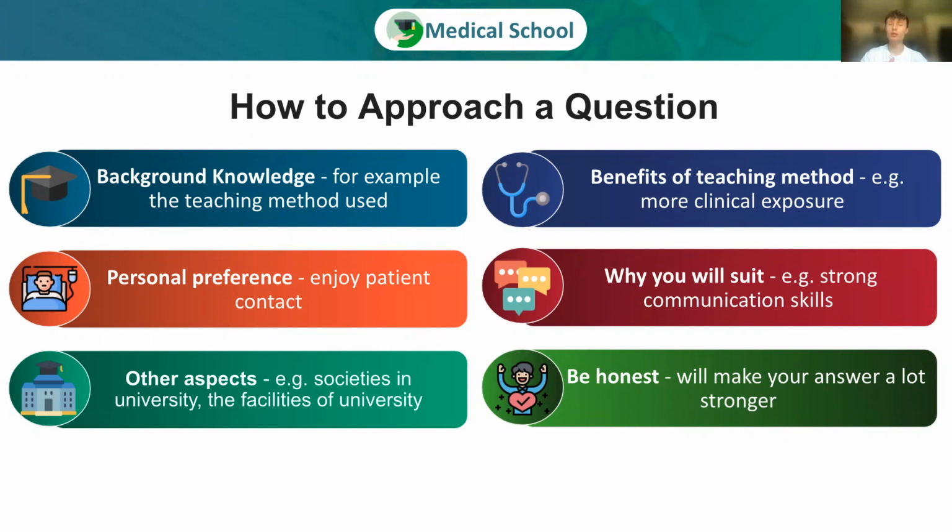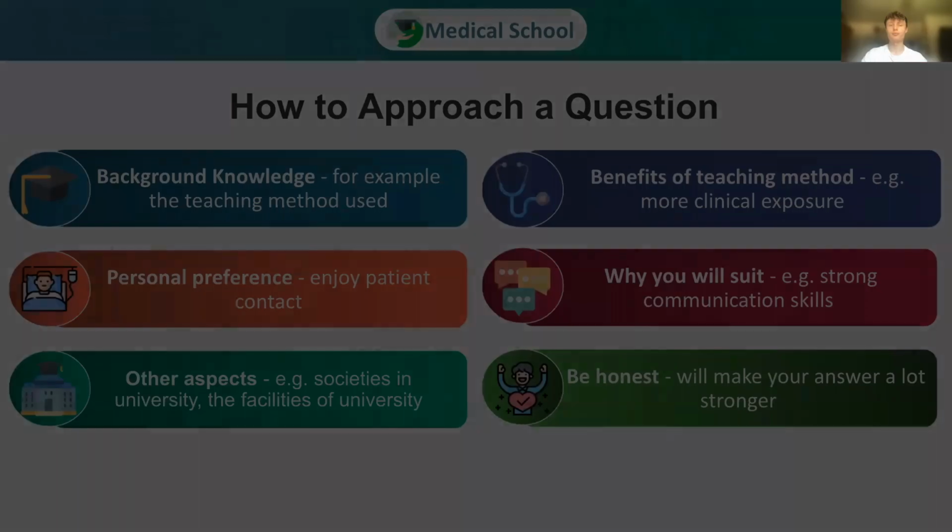You might also look at some other aspects. We've mentioned that you don't only want to focus on teaching methods, you also might want to look at societies in the university, the facilities of the university, or maybe some of the content. And remember to be honest, as it will make your answers a lot stronger. Universities are also very well practiced at seeing people who might not be telling the complete truth, so make sure to really be honest about why you want to go to this university. Make sure to really do your research into the university as well, as that will really strengthen your answer.